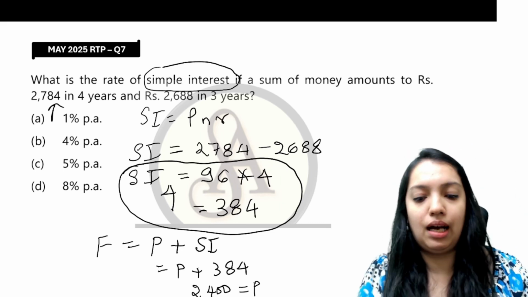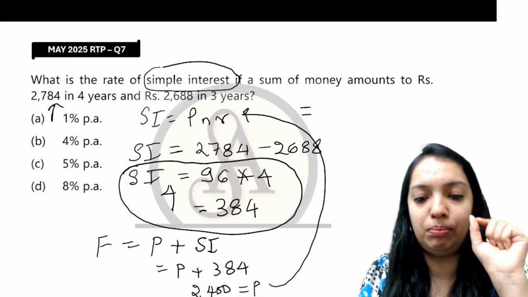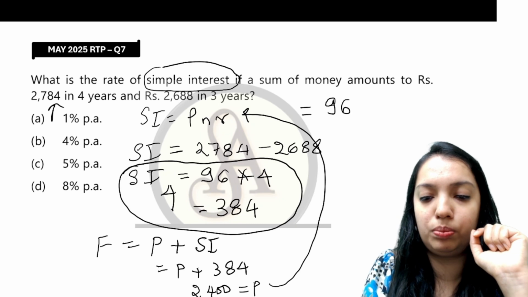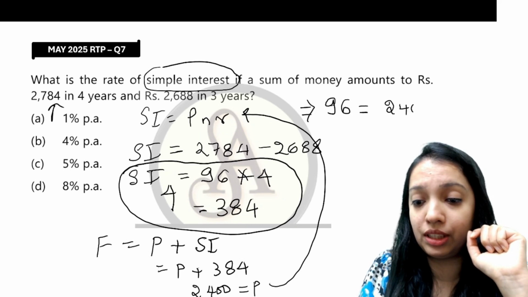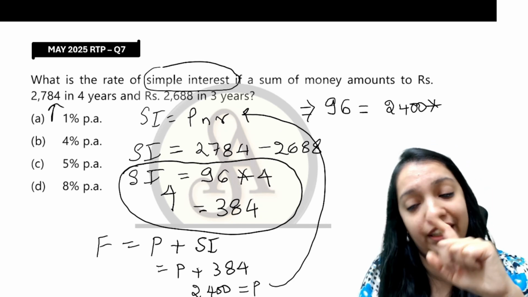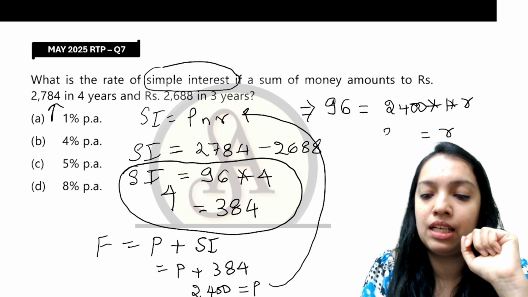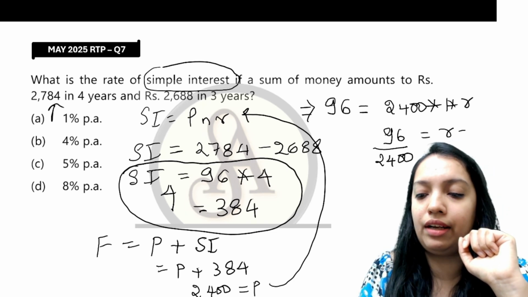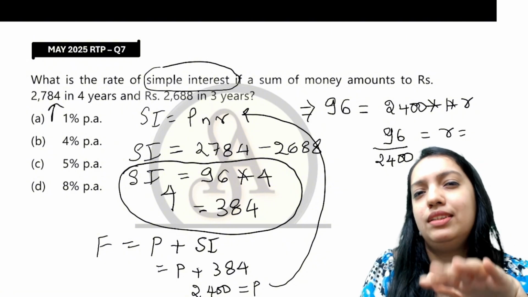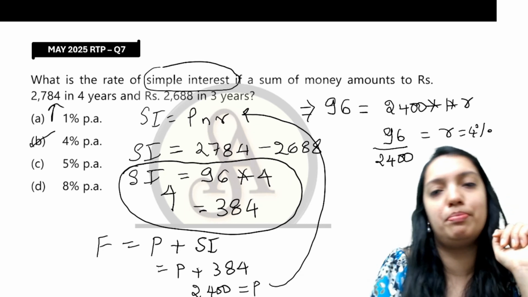I got P. Apply that in this formula PNR. So, simple interest 96 rupees is equal to P 2400 into N 1 year into R. So, I need to calculate R, which is 96 divided by 2400 and your value will become 0.04, which is nothing but 4%. Option B is correct.